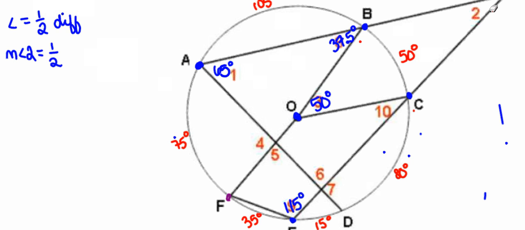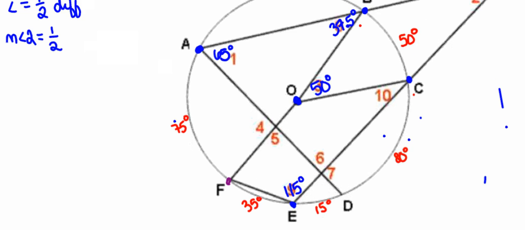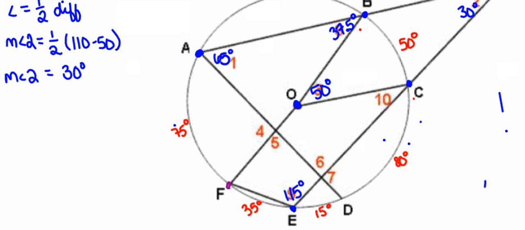So the larger of its two arcs is going to start at A and end at F. The larger of the two arcs is going to be that arc all the way from E to A, or 110 degrees. The smaller of those two arcs is going to be 50. So half of 110 subtract 50, making the measure of angle 2 equal to 30 degrees. All right, I'm going to move on to some of the other angles in the picture.